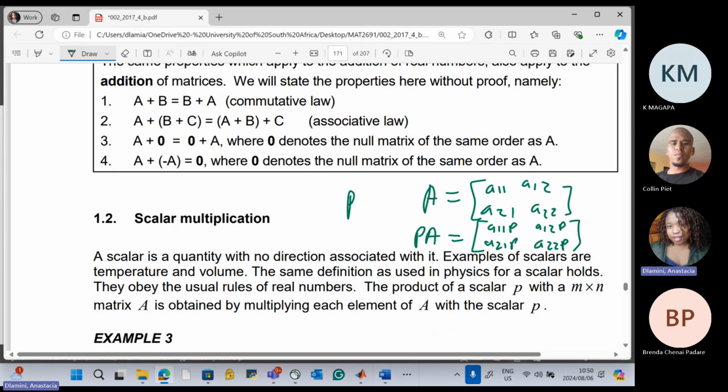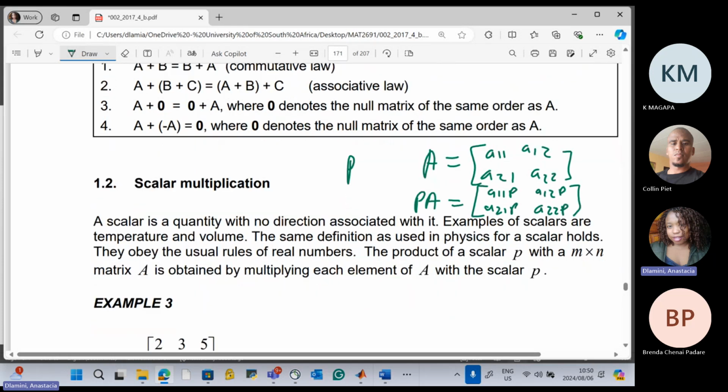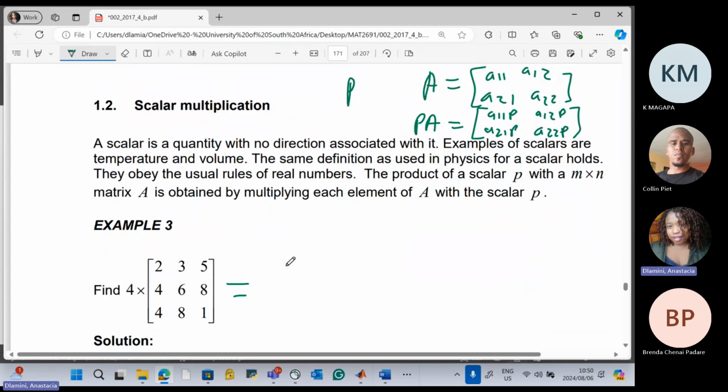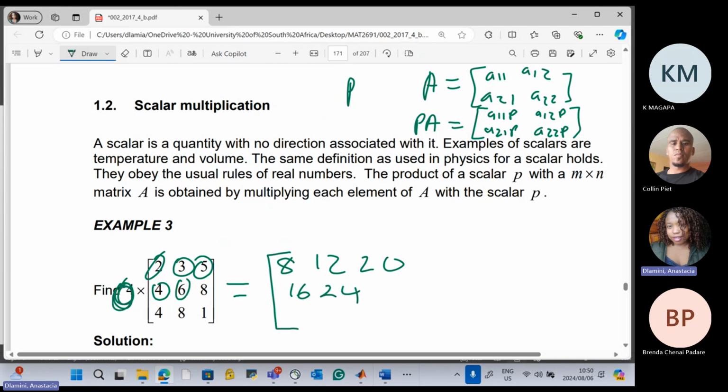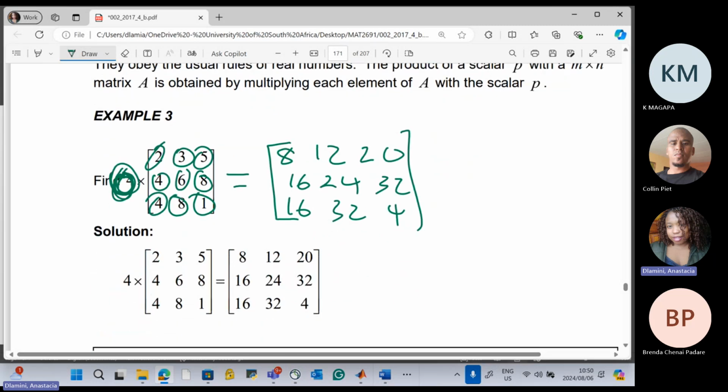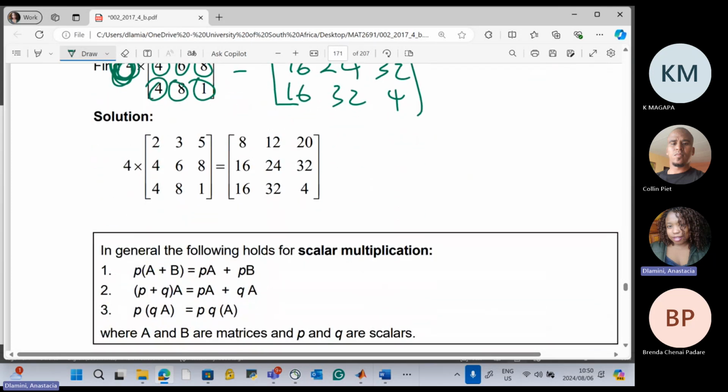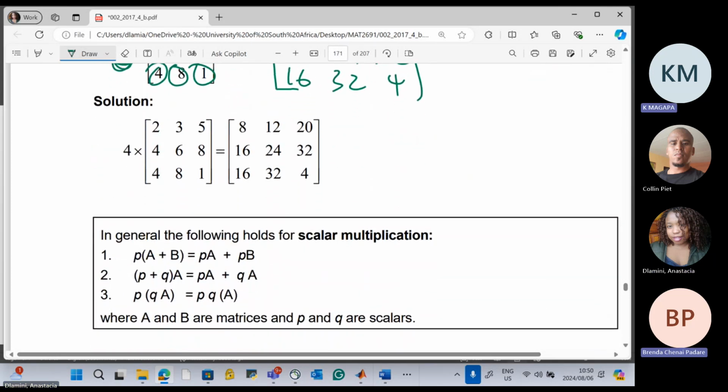So now here they say find 4 times a 3 by 3 matrix. So meaning that this is 4 times 2, that's 8, 4 times 3, that's 12, 4 times 5, that's 20, 4 times 4, that's 16, 4 times 6, that's 24, 4 times 8, that's 32, 4 times 4, that's 16, 4 times 8, that's 32, and 4 times 1, that's 4. That's called scalar multiplication of matrices. I didn't lose anyone there, right? We are with you.